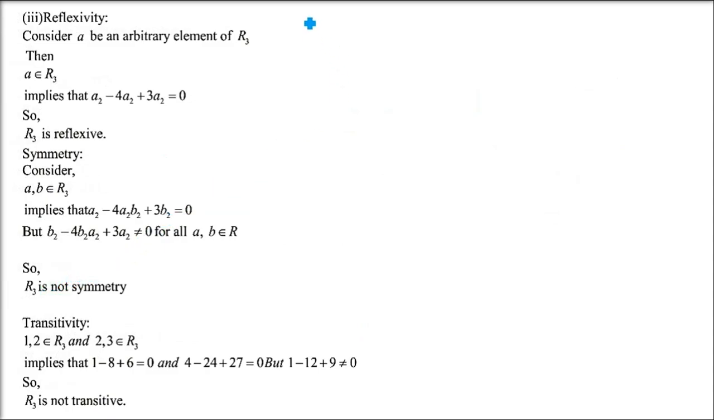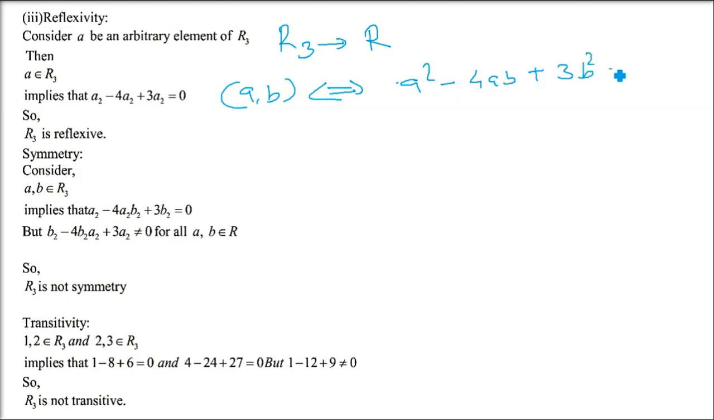So now we are checking the reflexivity. This is R3, which is defined on real numbers, so it can have a decimal value also. Now this is defined by: (A, B) belongs to this R3 implies the condition A square minus 4AB plus 3B squared is equal to 0.